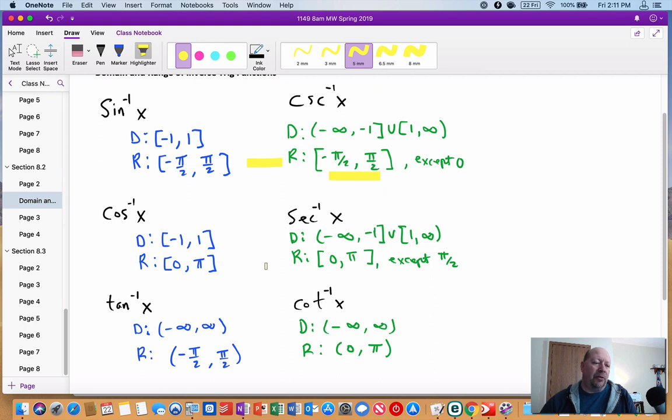They also have very similar ranges here. The range for inverse cosine is 0 to pi, and the range for inverse secant is 0 to pi, except at pi over 2, where it's undefined.